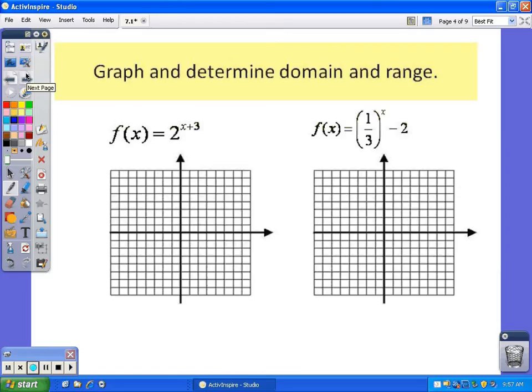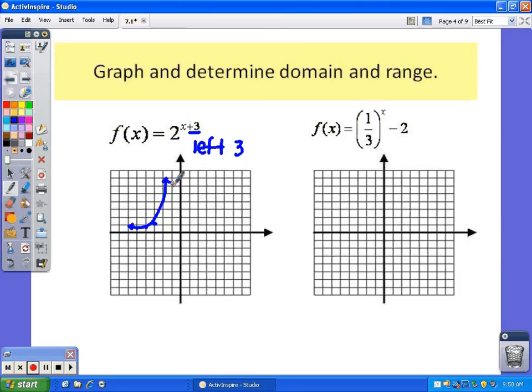Now, all the transformation properties that we had on the last test still hold true for our exponential functions. So if I was to ask you to graph f of x is equal to 2 to the x plus 3, you've got to remember when you add 3 to the variable, that's going to take it to the left 3 units. So we just did 2 to the x. If we take that and move it to the left 3 spaces, you would get the graph of 2 to the x plus 3.